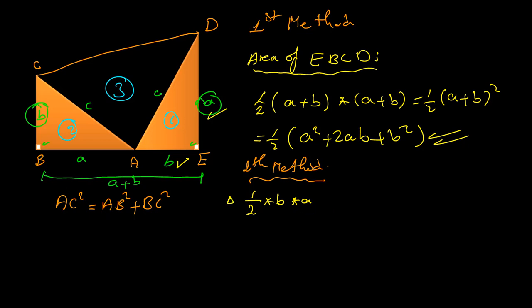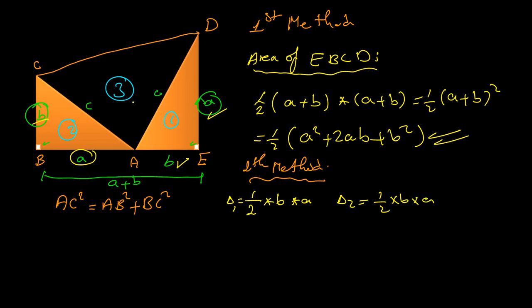This is the area of the triangle. But I have two triangles that are the same. This is the base, this is the height. So again, half times A times B. So now I can say this is the first triangle, and the second triangle is the same, half times B times A. Now let's go to the third one.